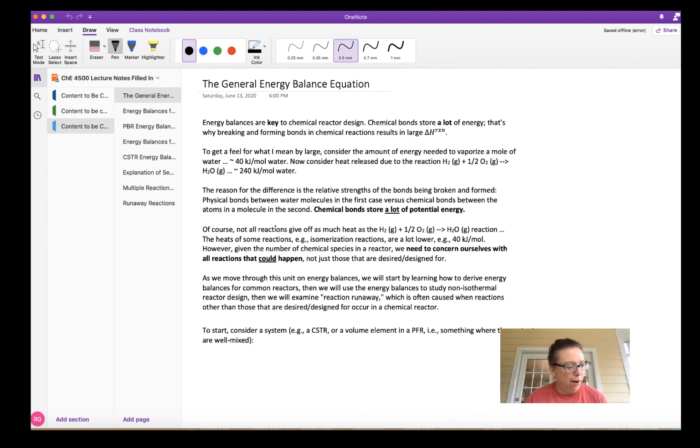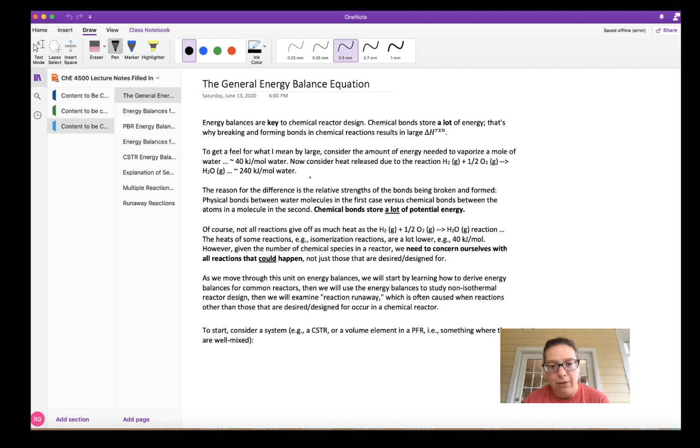All right. So now we're going to start moving into our unit on energy balances. Energy balances are key to chemical reactor design. Chemical bonds store a lot of energy. So when chemical bonds are broken and formed over the course of a chemical reaction, this has the possibility to release a lot of heat in the form of heat of reaction.